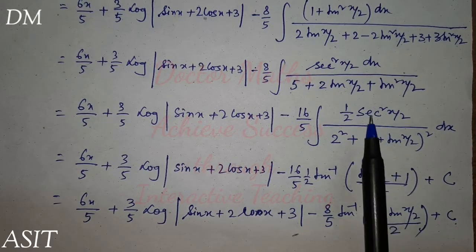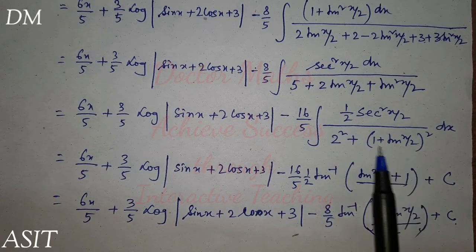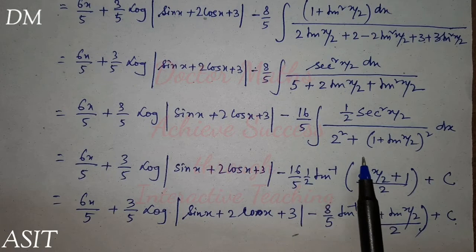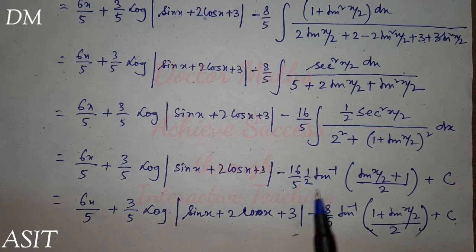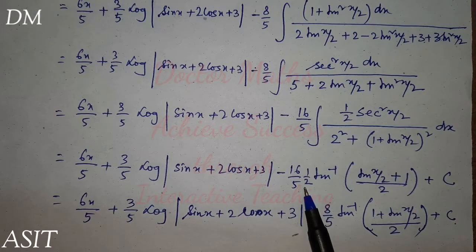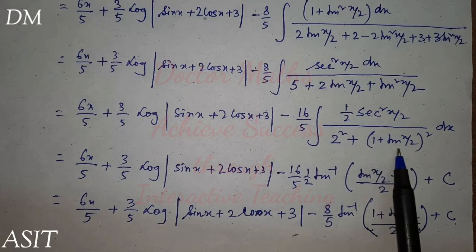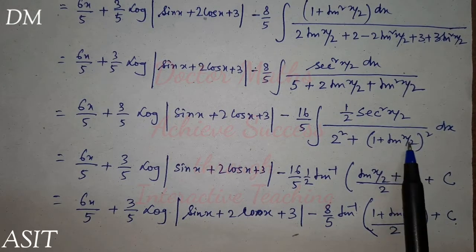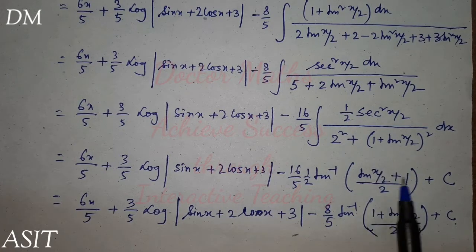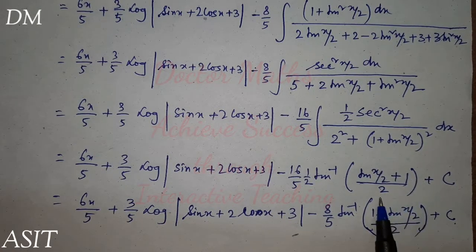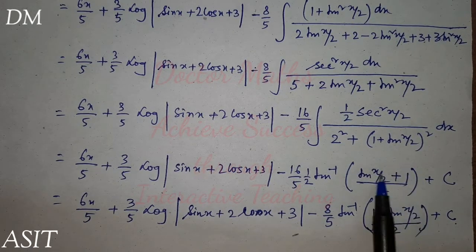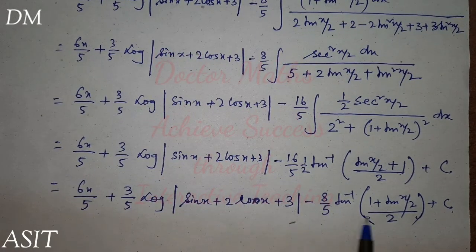So what is the integration? Dz by a square plus z square is 1 by a tan inverse z by a. So here a is 2, so 1 by 2 tan inverse, and z is this entire thing, tan x by 2 plus 1. So tan inverse of tan x by 2 plus 1 by a, and we have to write all these things plus c.